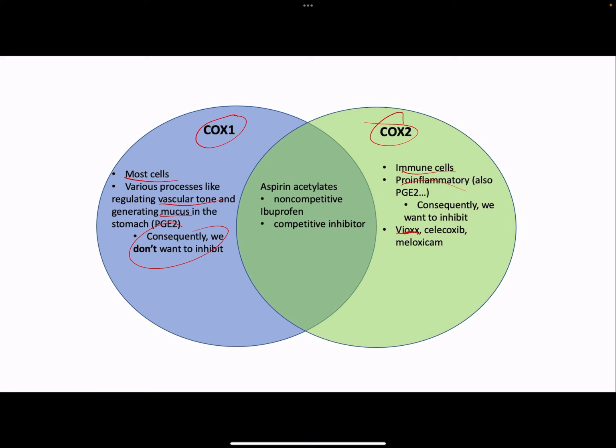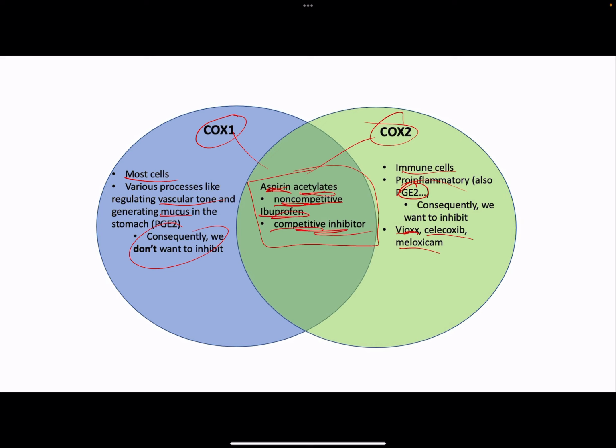This is where we have these COX-2 selective medications: Vioxx, celecoxib, meloxicam. These are going to be COX-2 only. Notice that we don't have any COX-1 only, because that doesn't really make sense, right? The objective here is to inhibit COX-2, because it makes the PGE2 in the immune cells, and that's inflammation, that's pain, that's fever. We don't want those things. Now, in the middle of this Venn diagram we have things like aspirin, which are going to be a little bit COX-1 and a little bit COX-2. Specifically, this is going to acetylate, which just means it's a non-competitive inhibitor. And then ibuprofen works as a competitive inhibitor.